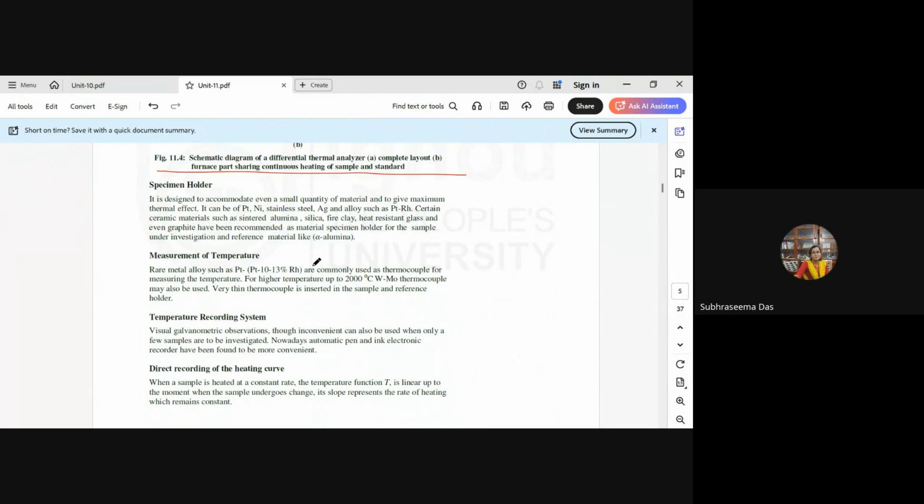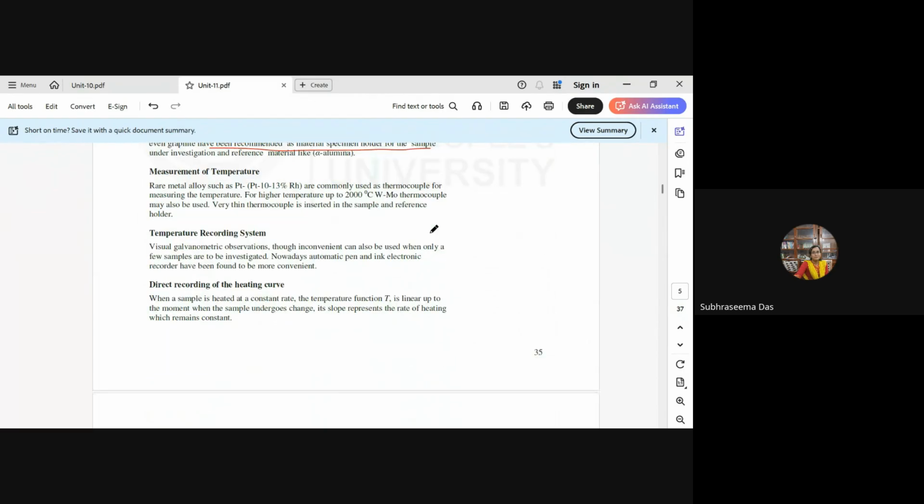The sample holder can be made up of platinum, nickel, stainless steel, silver, and alloys such as platinum-rhodium. Certain ceramic materials such as sintered alumina, silica, fire clay, heat resistant glass, and even graphite have been recommended as specimen holder materials, but mostly alpha alumina is preferred.